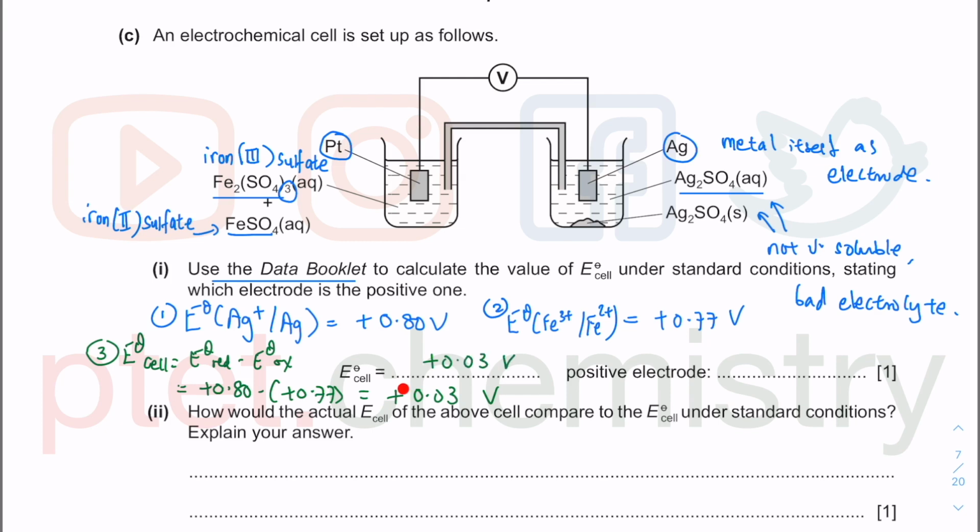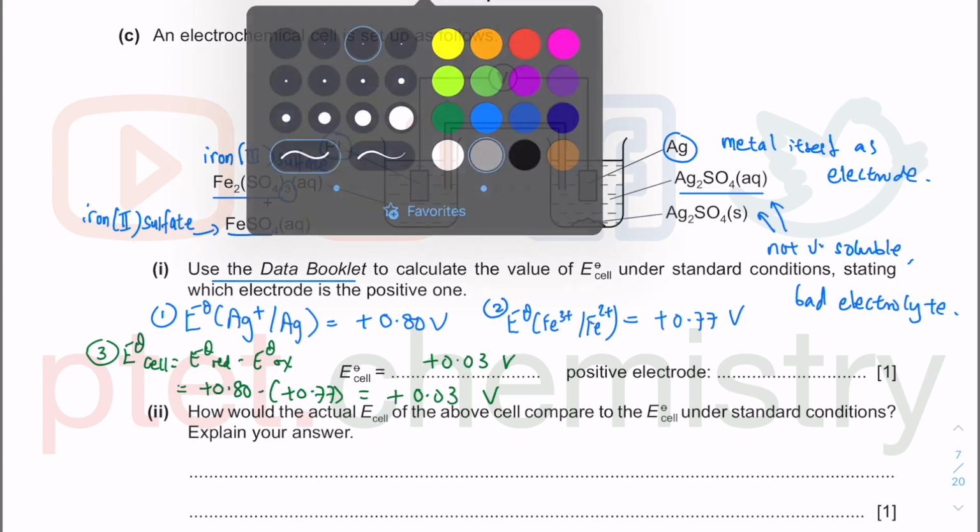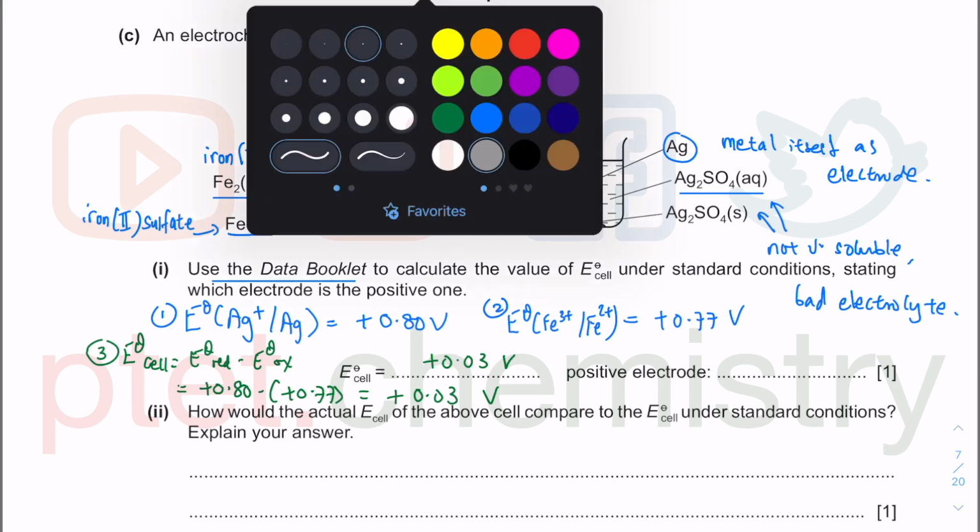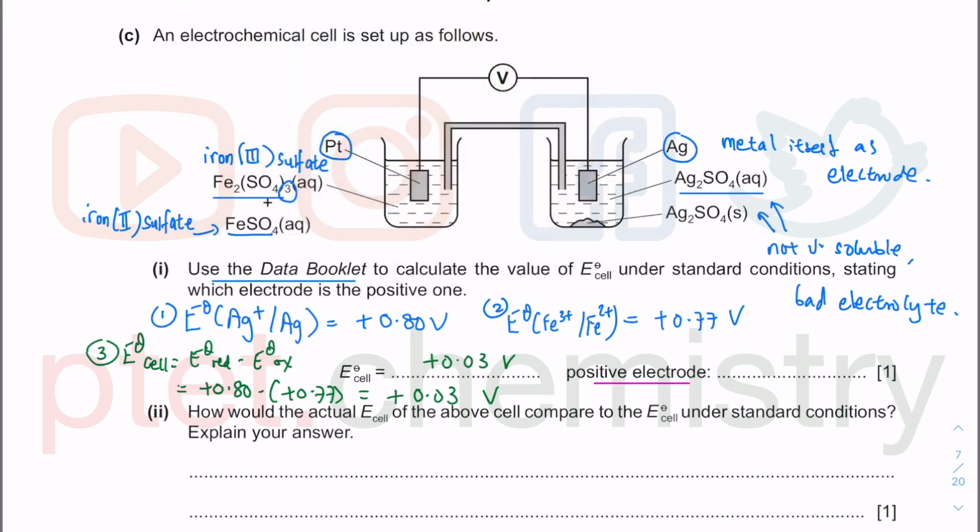Calculator will not show you the plus, but E cell, as stated in all the E naught values, needs sign, value, and unit, unless it's 0.00, which is not likely unless you have the standard hydrogen electrode. They are looking now for the positive electrode. If we think about the positive electrode, electrons go to the positive electrode. Be very careful. We are not doing electrolysis. We are doing an electrochemical cell system. So electrons are negatively charged. Electrons will flow towards the positive electrode.